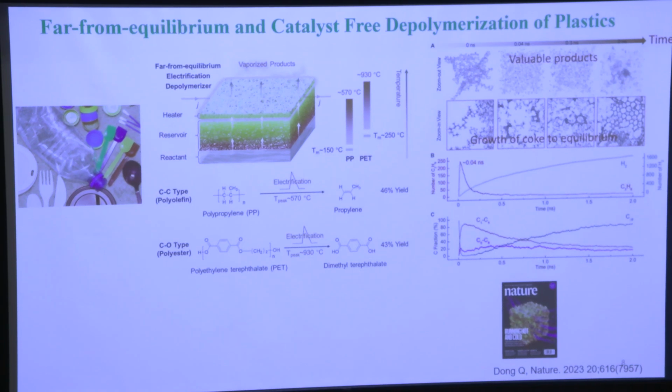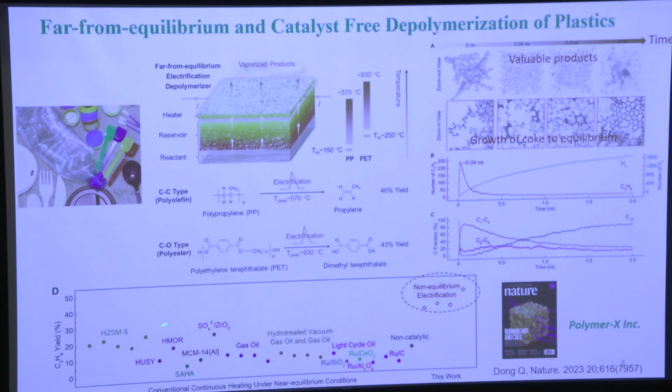So this is polypropylene, and you want to break it down into propylene. And we achieved 46% yield, twice that of any of the existing commercial processes. And this one is a polyester, and we can cut the polyester. We generate a 43% yield.